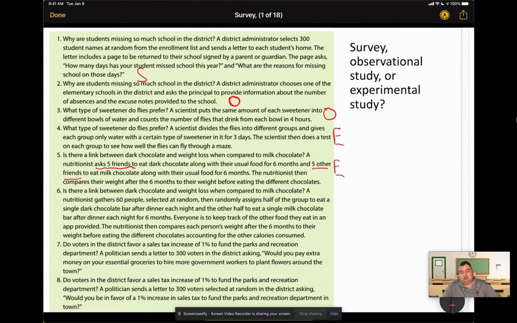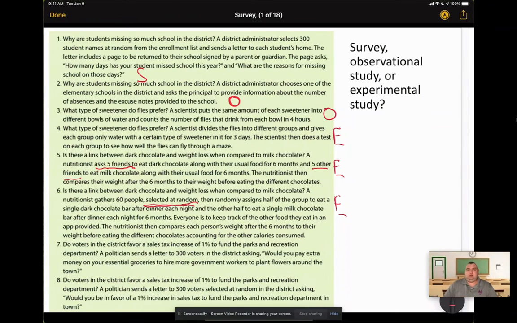This is also going to be an experimental study because of that interaction component. This nutritionist is asking half of the people to eat dark chocolate, half the people to eat milk chocolate. So there's an interaction component. The other thing that's important in this case is the randomness. So he selected 60 people at random and then randomly assigned each of them to the dark chocolate group and the milk chocolate group.